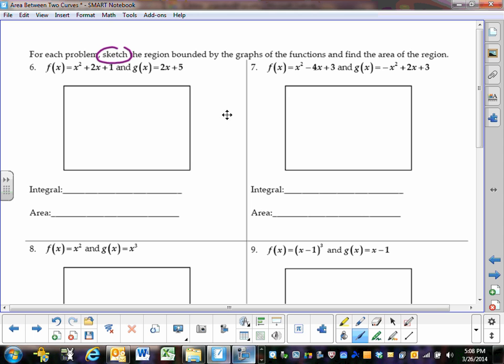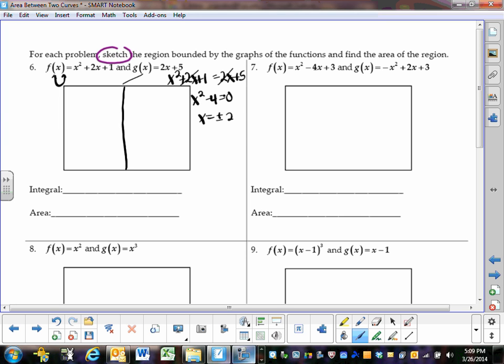But I do know that I have a right side up parabola and I have a line. So if I set those equal, x squared plus 2x plus 1 has to equal 2x plus 5. When I subtract 2x, those are going to cancel. I'm left with x squared minus 4 equals 0. So x equals plus and minus 2.